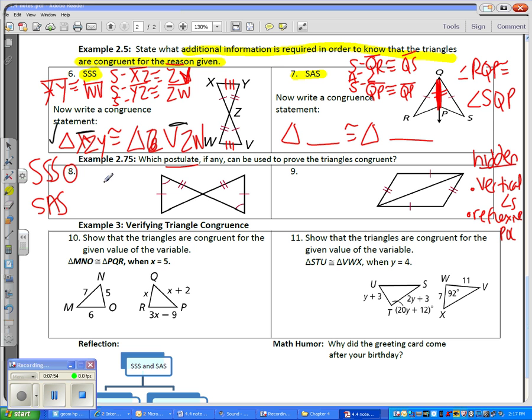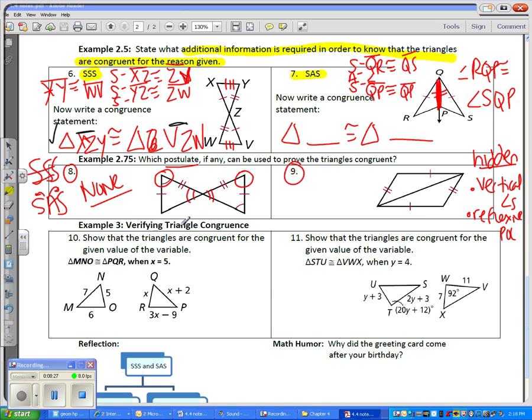So let's see. For number 8, I see some vertical angles here. But let's see. I don't know anything about this third side, so it can't be SSS. Is it SAS? That angle has to be touching both of those congruent sides. Here's one, but this other one should be here. It should be touching both of those sides, and it's not. So there is nothing that we can use to prove that these triangles are congruent. So you're going to try number 9. Same kind of process. Is it SSS or SAS? Last thing we're going to do.